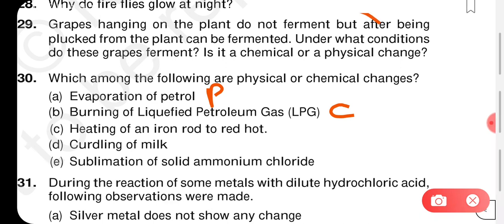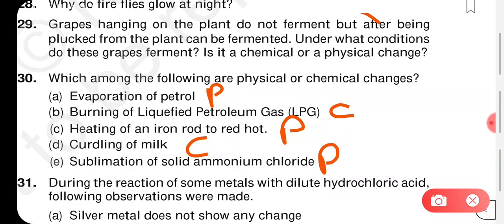Heating of an iron rod to red hot is again a kind of physical change. Only a change in the shape and size is there. Heating does not mean that a chemical change is taking place. Curdling of milk, yes, is a chemical change. And sublimation of solid ammonium chloride is a type of physical change.